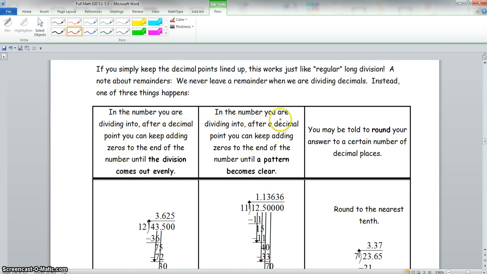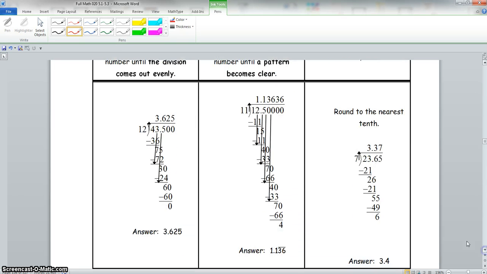Okay, next, we go to the second area. It says, in the number you are dividing into, after the decimal point, you can keep adding zeros to the end of the number until the pattern becomes clear. So what happens is this here. We keep adding our zeros. And if you notice here, we see a pattern. First we added 36, and now we're getting another 36. It's safe to assume that we will have another 36. But the repeating decimal, which will be the 36s, you always put your repeating decimal bar over the first time it comes up.